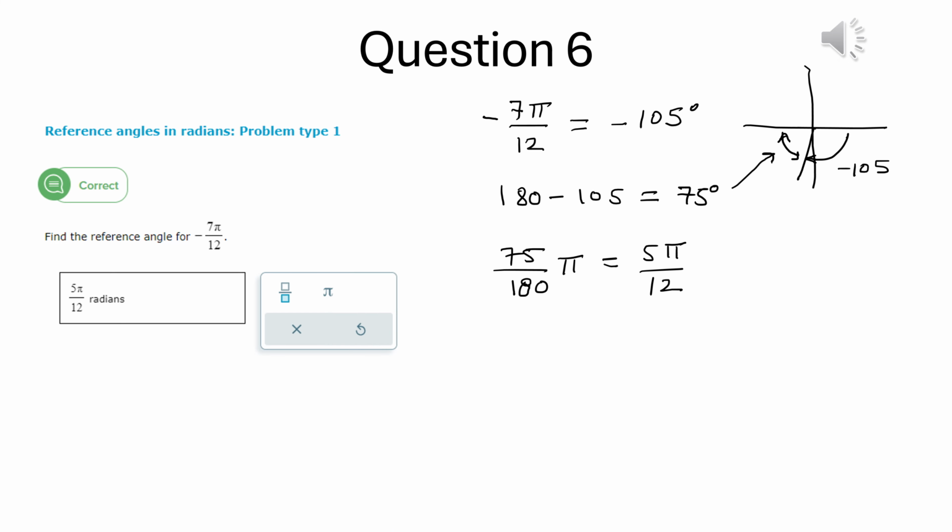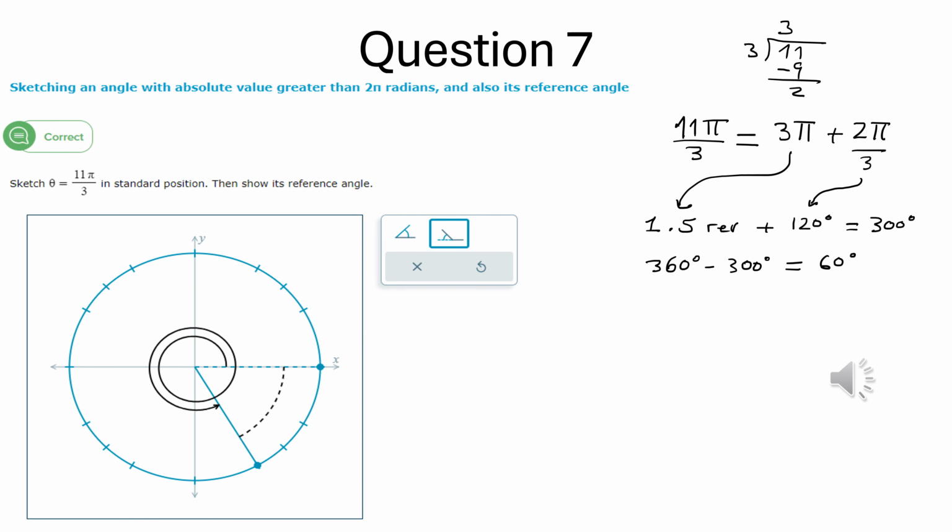If 75 is expressed in radians, using the formula, no? 75 divided by 180 multiplied by pi is 5 pi over 12 after you reduce to lowest terms. Okay, and this question is 11 pi over 3. When you express 11 pi over 3 as a mixed number, it is 3 2/3. 3 pi is 1.5 revolutions, and 2 pi over 3 is 120 degrees.